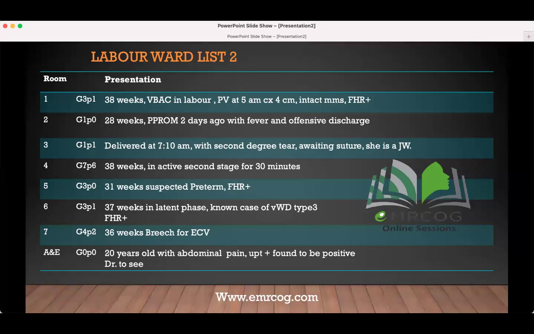Because she is a Jehovah's Witness. Yes, the patient is bleeding right now, and the estimated blood loss is 1,000 ml or more. Her vital signs are 90/60 blood pressure, and the heart rate is 115. So she has postpartum hemorrhage now.